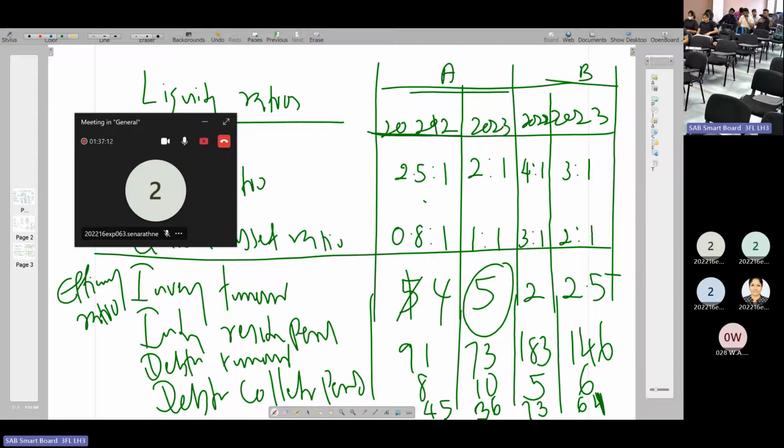Looking at the days, which is the best company? A company, which year? 36. What is the meaning of it? Within 36 days we can collect money from the debtors. That means we have given debtors 36 days. Within 36 days we are going to collect the money.